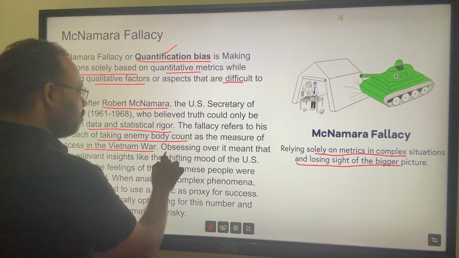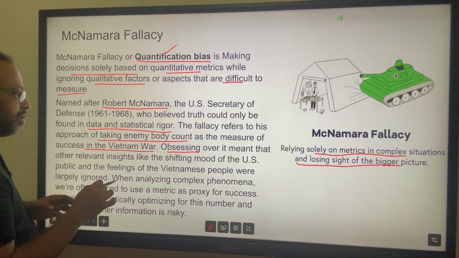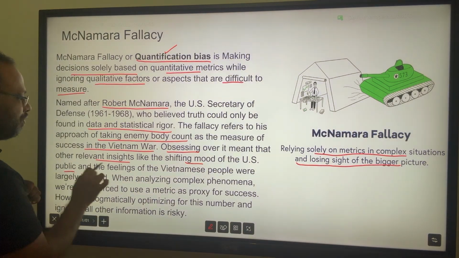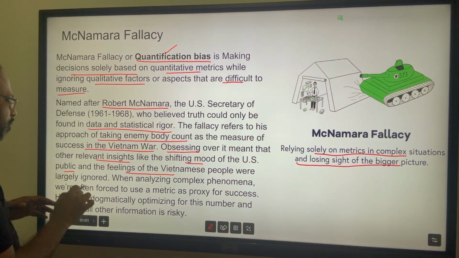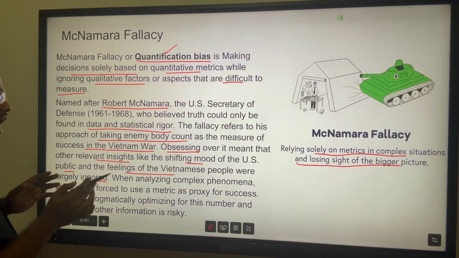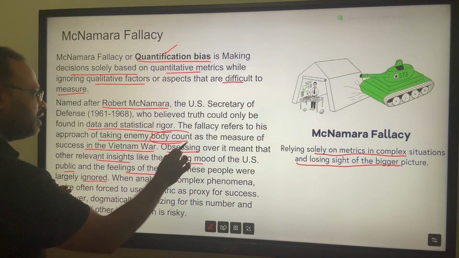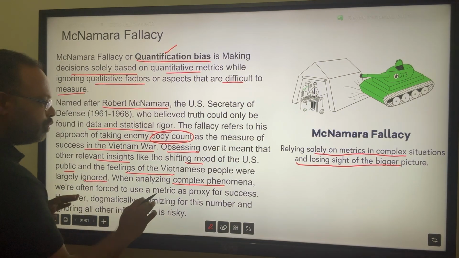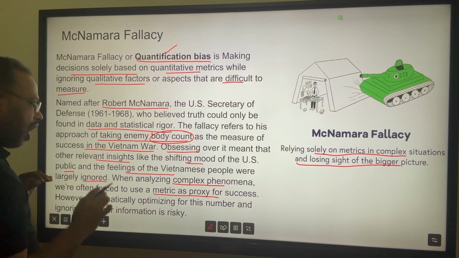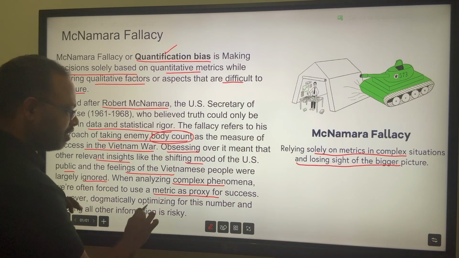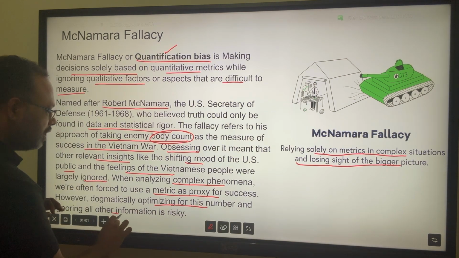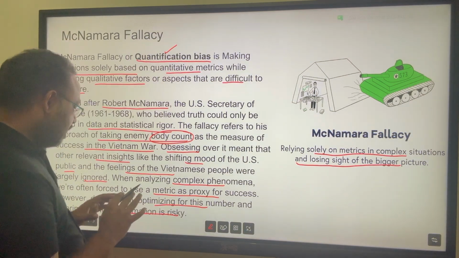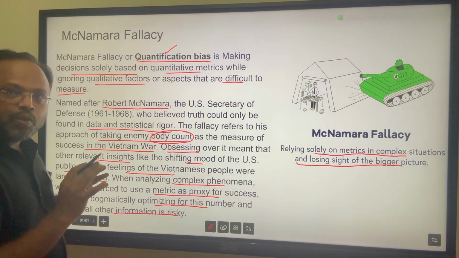He was obsessed over those numbers and missed many relevant insights, like the shifting mood of the US public and feelings of the Vietnamese people. He ignored all such factors and analyzed only the body count of the enemies. So when we are analyzing a complex phenomenon, we are often forced to use a metric as a proxy for success. However, dogmatically optimizing for this number and ignoring all other information is risky.